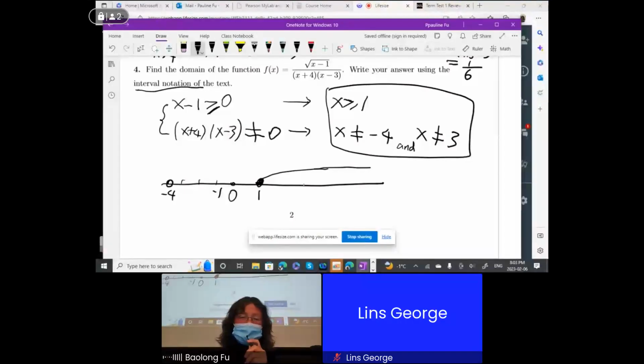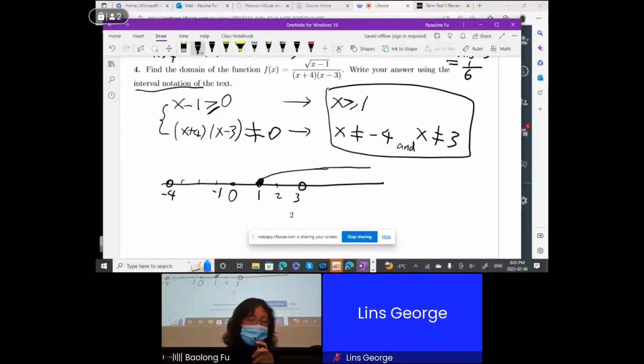And not equal to 3. This is 1, 2, 3. So use a circle to represent not equal to 3, okay, and then, so what is the common part? So x must be greater equal to 1.